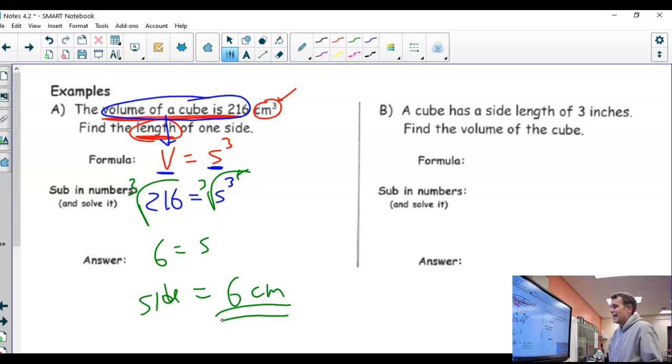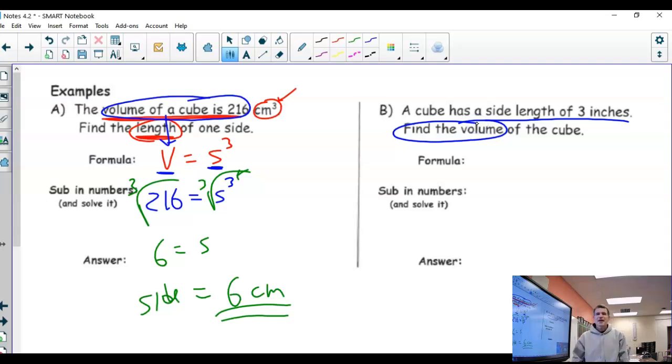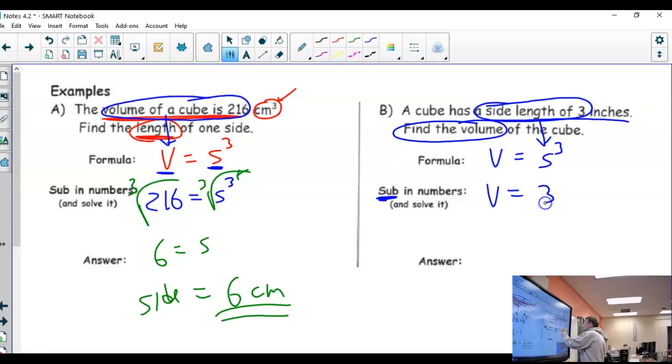All right, one more, we're done. I have this one that goes the other way. This time, I am telling you that a cube has a side length of 3 inches. Find the volume. This time, I know the side length. I want to find the volume. So I'm still going to be using the volume formula. I like you to write down the formula before you use it, and then sub in the numbers. Let's see. This time, I was given the side length. So I'm going to sub the side length in for S, because S stands for side length. And I would have V equals 3 to the 3rd power.